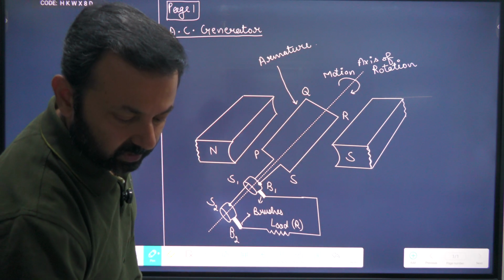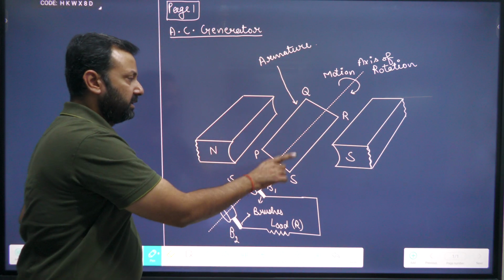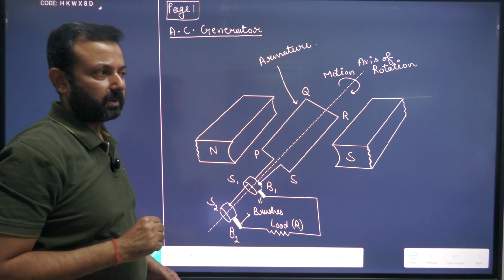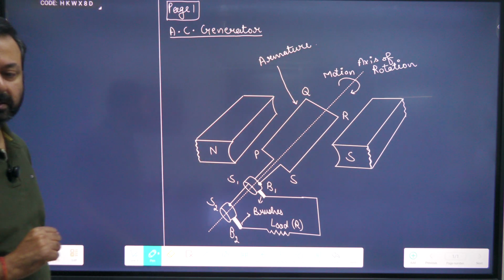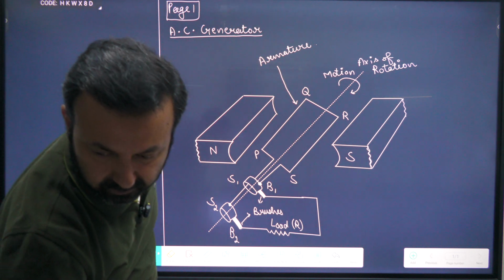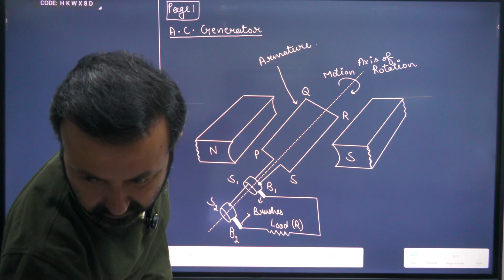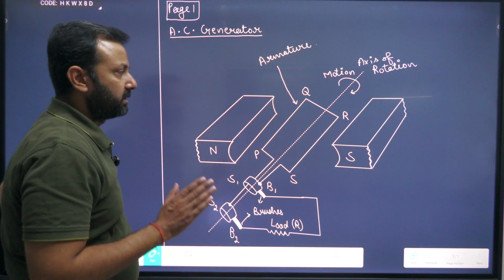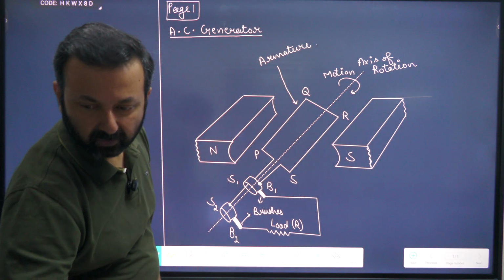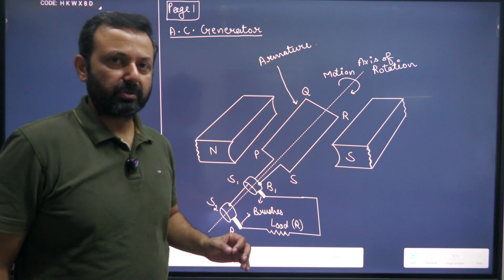Actually, what we are doing here is simply rotating this coil, and the concept of the AC generator depends on this only. When we rotate a coil, it produces an electric current.